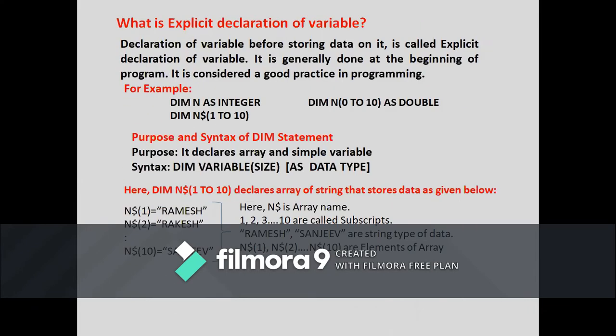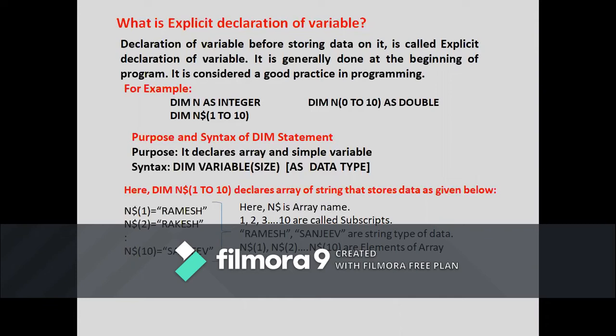You have to understand what is explicit declaration of variable. I think the meaning of implicit declaration of variable is clear to you, that is declaration of a variable at the time of storing data. But explicit declaration of variable means declaration of a variable before storing data in it. It is generally done at the beginning of the program and it is considered a good practice in programming.